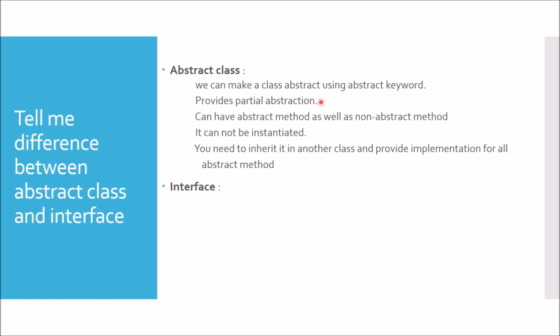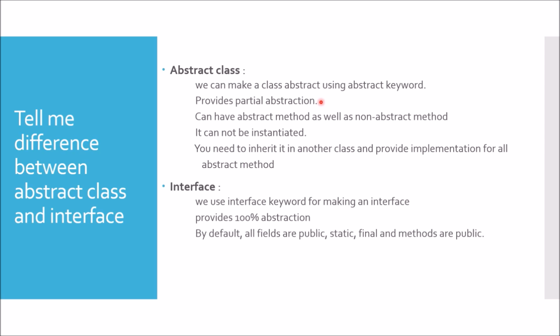If we talk about interface, we use the interface keyword for making an interface. It provides you 100% abstraction. Remember this, fields are public, static and final. Methods are by default public. With Java 8, we can provide default and static methods in interface.